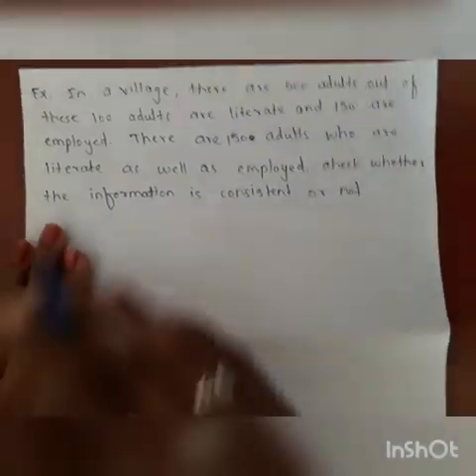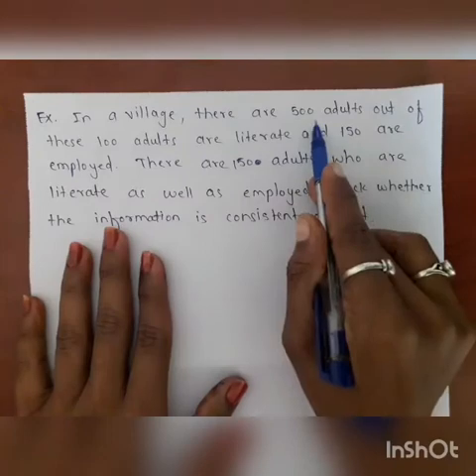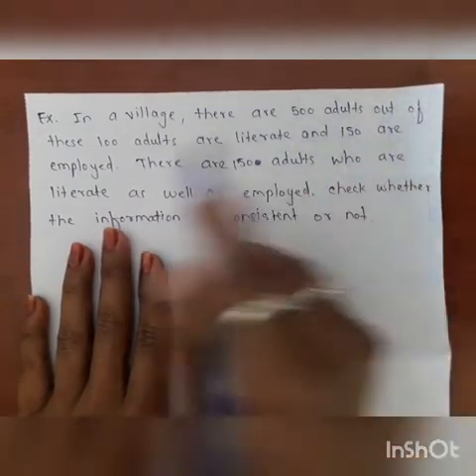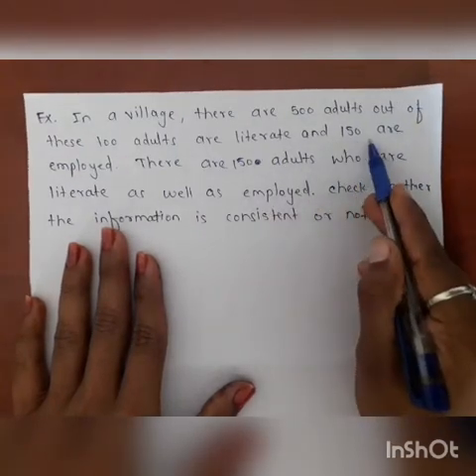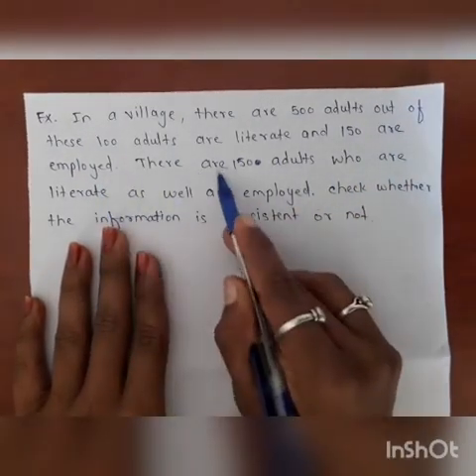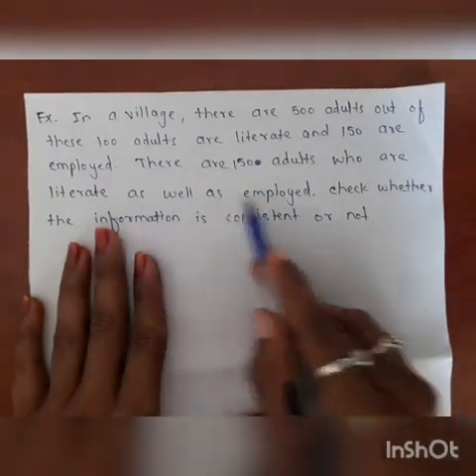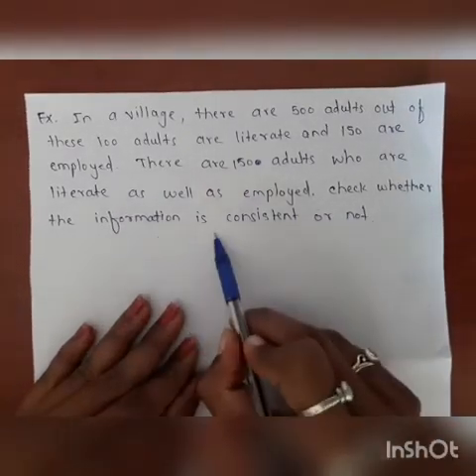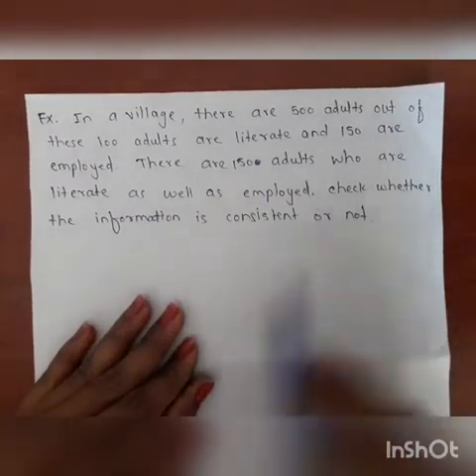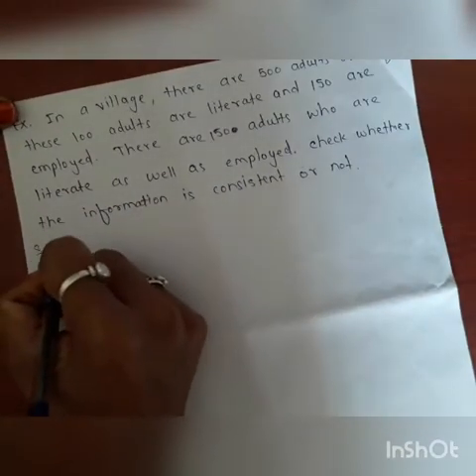Now we see one example. In a village there are 500 adults. Out of these, 100 adults are literate and 150 are employed. There are 150 adults who are literate as well as employed. Then check whether the information is consistent or not. Then construct the solution.